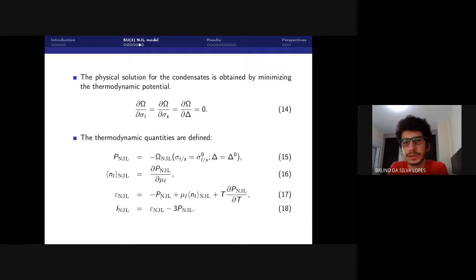To find the physical solutions of the condensates, we solve the gap equations, minimizing the thermodynamic potential. And the thermodynamic quantities are defined as: the pressure is minus the thermodynamic potential, the isospin density is the derivative with respect to mu I. We also define the energy density and the interaction measure, or trace anomaly, I.